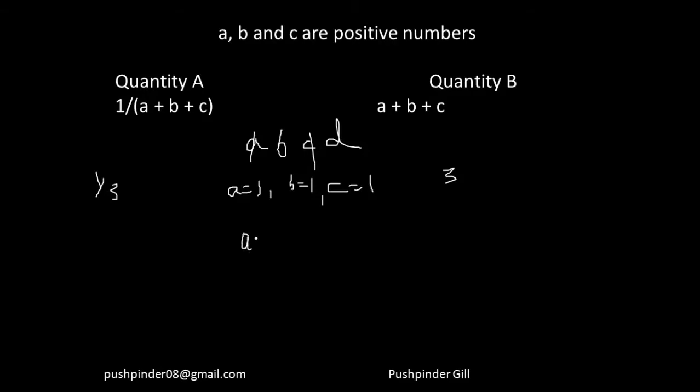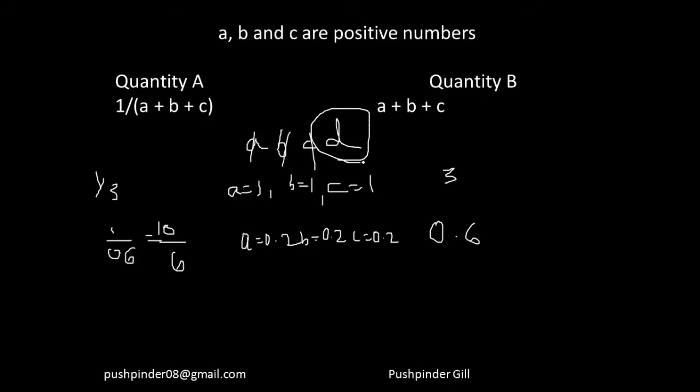Now let me say A equals 0.2, B is also 0.2 and C is also 0.2. So what is the sum here? 0.6. What is the sum here? 1 by 0.6. That is nothing but 10 by 6. Now which is greater? A is greater than B. So B is gone and D is my answer.